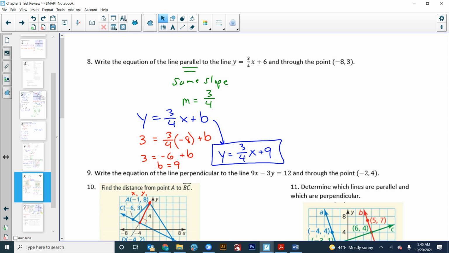All right, we ran out of room for number 9 on here, so we're going to do it on another page. Come on.